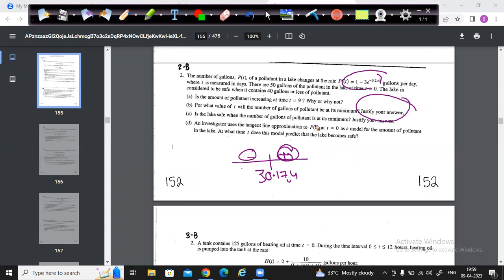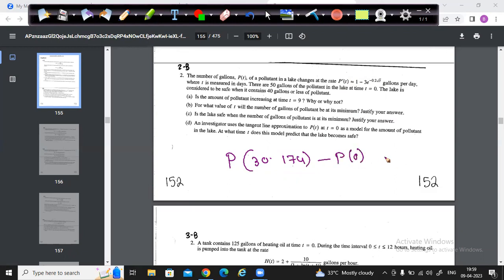Is it safe when the number of gallons of pollutants is at minimum? So what do you need to find? You need to find P of 30.174, our critical point. How do you find P of 30.174? P of 30.174 minus P of 0 is the integral from 0 to 30.174 of P dash of t dt, because I know the value at 0. Whichever value I know, I'll use that.